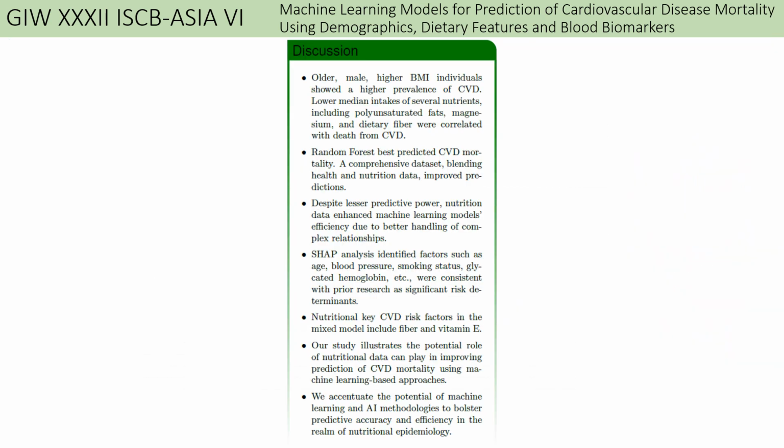In the discussion section, we summarize the main important variables in our study and highlight the superior performance of the random forest algorithm in this context. Although the nutrition model had a lesser predictive power, the nutritional data enhanced the machine learning model's efficiency. The key nutritional factors in the mixed model included fiber and vitamin E intake.